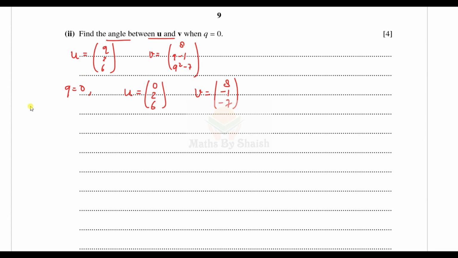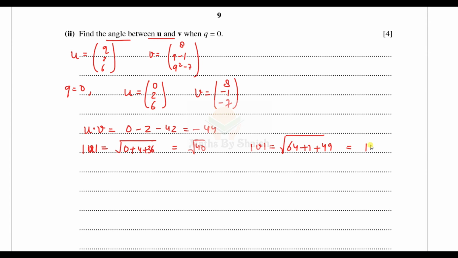So if we want to find the angle, we'll use the dot product. For that, first of all we will find u dot v. It is 0 into 0, that is 0, plus 2 into minus 1, minus 2, plus 6 into minus 7, minus 42, that is minus 44. We got the dot product, and we'll find the magnitude of u and the magnitude of v. The modulus of u is going to be the square root of 0 plus 4 plus 36, that is 40, and the modulus of v is going to be the square root of 0 plus 1 plus 49, that is 50.